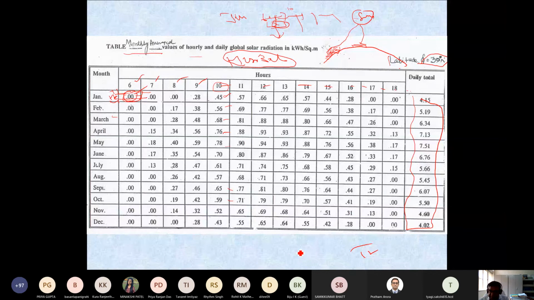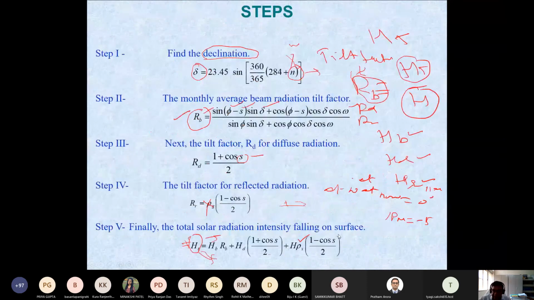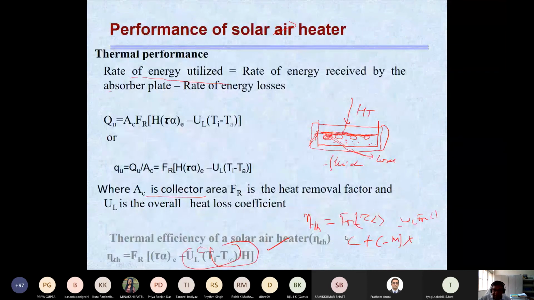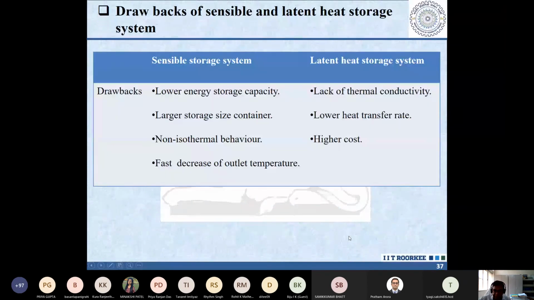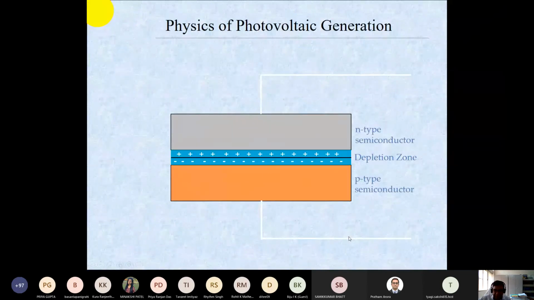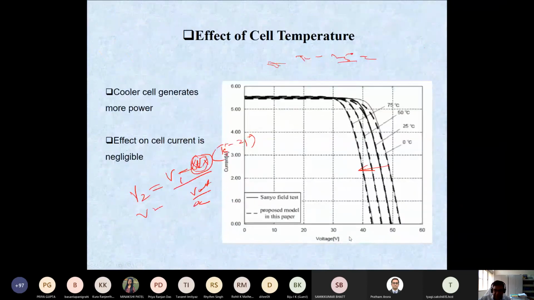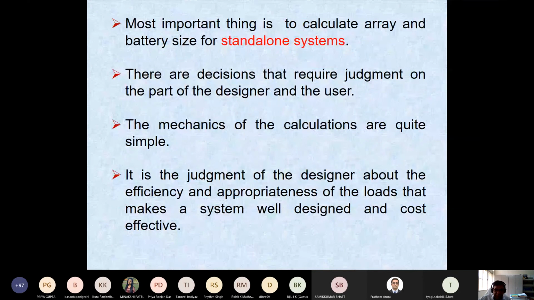Suppose that comes to 6 kilowatt hour per meter square. That value I can take from this solar data. Then my requirement is, let me now come here. I wanted to connect it very nicely, but because of the time, no problem.